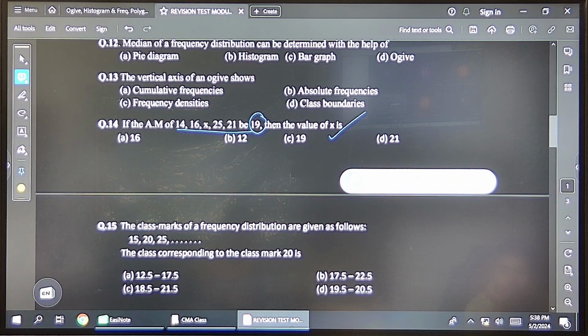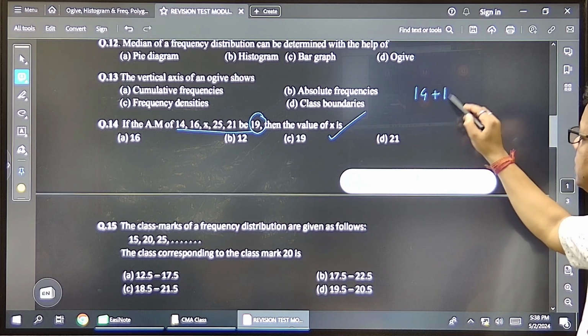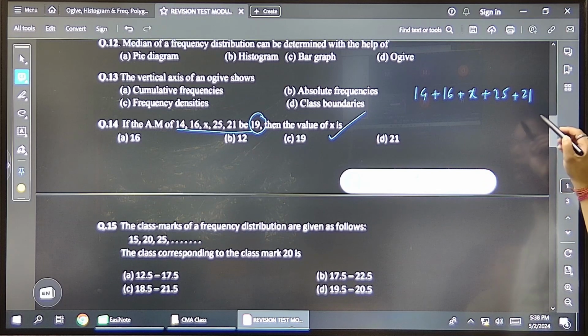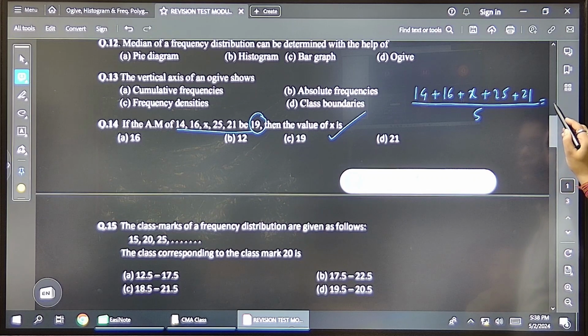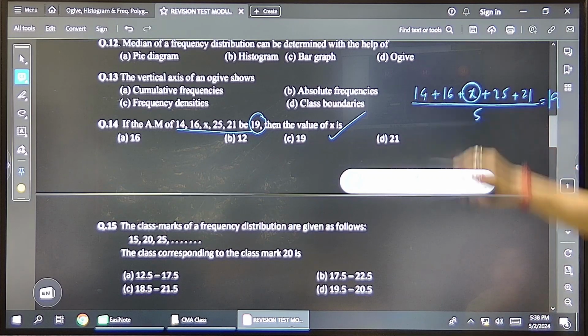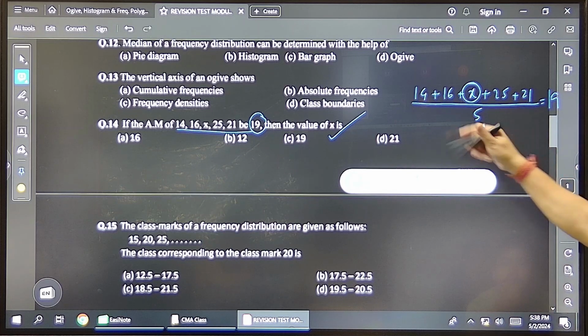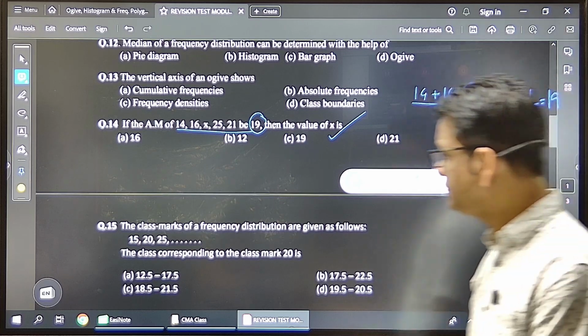What to do? Which numbers? 14 plus 16 plus X plus 25 plus 21, divided by how many are there? 5. So this mean is given as 19. It's a simplification, yes or no? You add all these, then get the value of X, whatever X is the required answer.